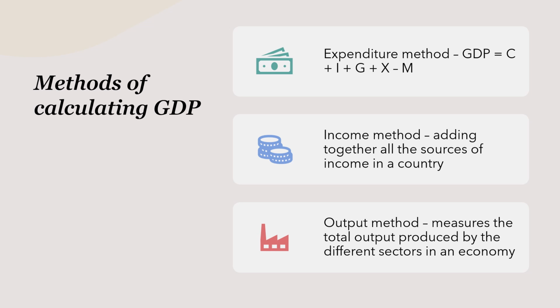So there are three methods of calculating GDP, and they are all quite simple. So firstly, there's the expenditure method, which is the most common one that we use, and that's GDP is equal to C plus I plus G plus X minus N. Consumption plus investment plus government spending plus exports minus imports. Then there's the income method, which is just adding together all the sources of income in a country. And then there's the output method, which measures the total output produced by the different sectors in an economy.